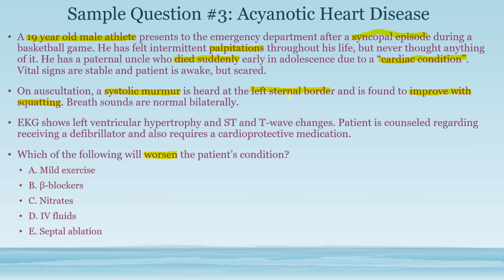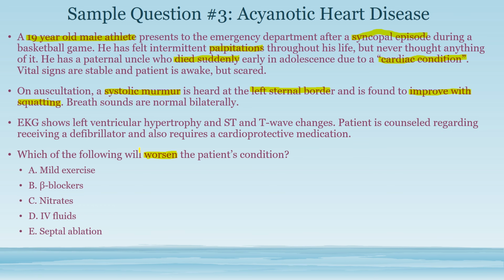So based on what this patient has, because he's an athlete that had a syncopal episode and he has an uncle who died suddenly, this must be an inherited condition that causes sudden death. Also, there's a systolic murmur at the left sternal border that improves with squatting. Squatting increases peripheral vascular resistance and increases the amount of afterload that the left ventricle has to pump against, keeping the preload in the left ventricle increased. So this is all very classic for hypertrophic cardiomyopathy. And we'll talk about this in more detail, and all of the systolic murmur and why it improves with squatting, in the next couple slides.